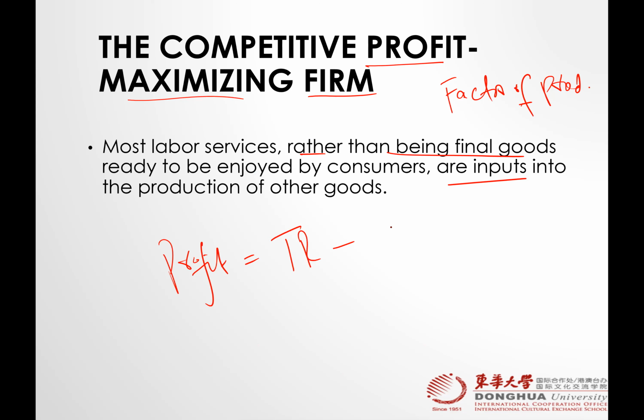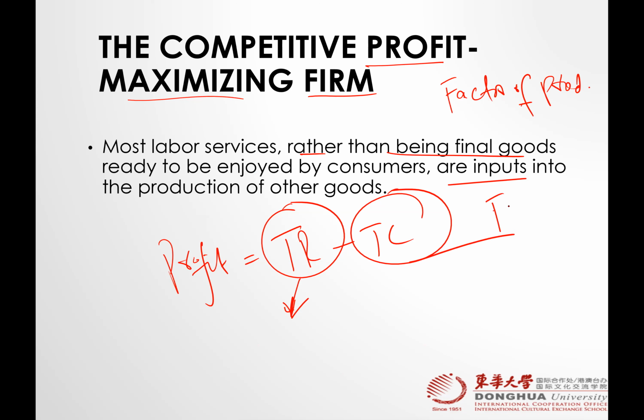Total revenue minus total cost, right? We talked about that in our discussion for the markets. These cannot be fully controlled, not in the hands of the producer or the owner of the firm, but total cost can be controlled, right? So among this total cost, there is factor of production.